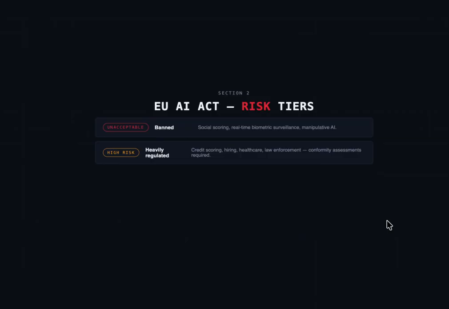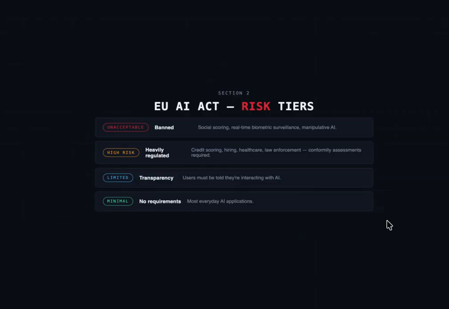And here's the part that surprises everyone. Most enterprise LLM deployments making consequential decisions land here. Limited risk, just transparency. Tell users they are talking to an AI. And minimal risk has no specific requirements, most everyday AI tools.